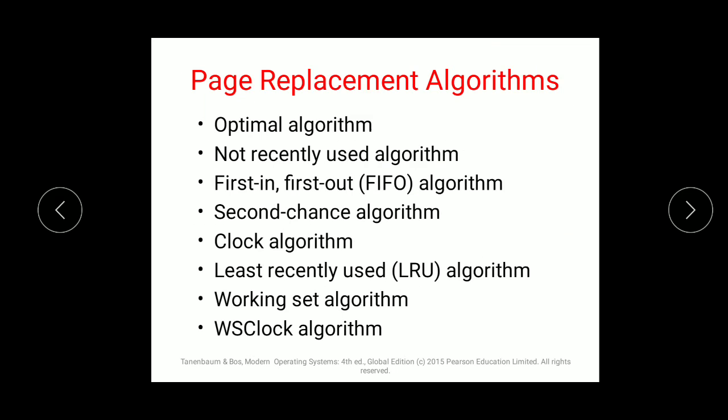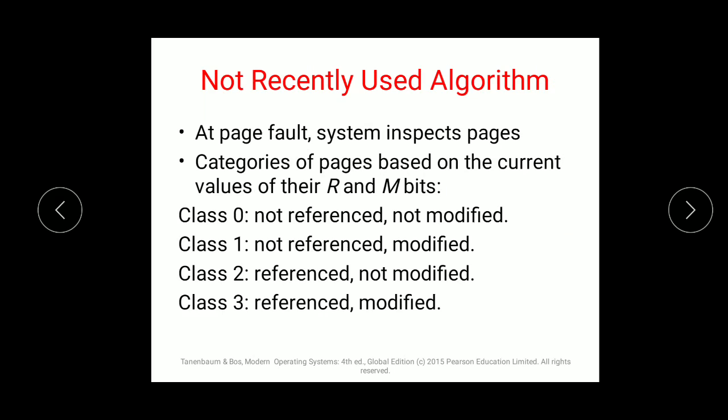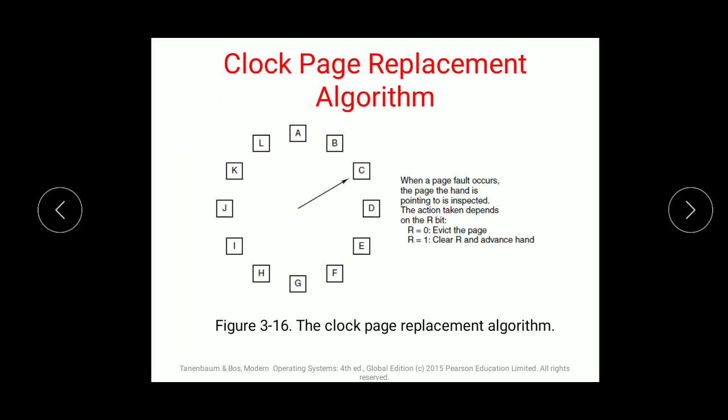After the second chance algorithm, that is the clock algorithm. The clock algorithm works on page frames arranged on a circular list. There is a clock direction. The clock hand points to the oldest page. The clock hand will be on the oldest page. The oldest page is C.